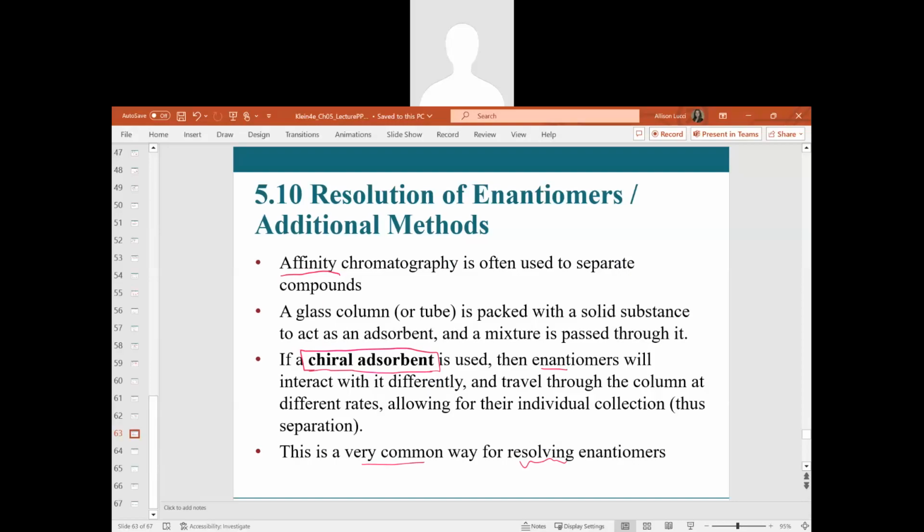So because we know that physical properties are not different with enantiomers, but their interaction with chiral compounds are different depending on if they're R or S.